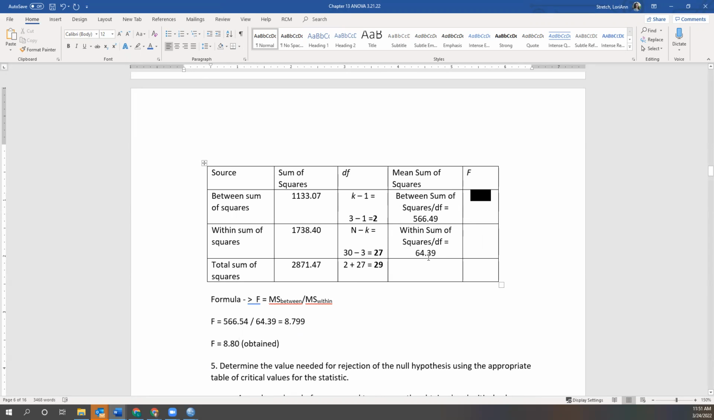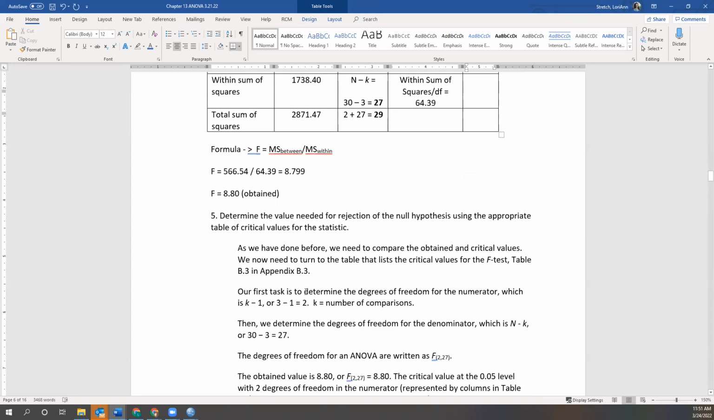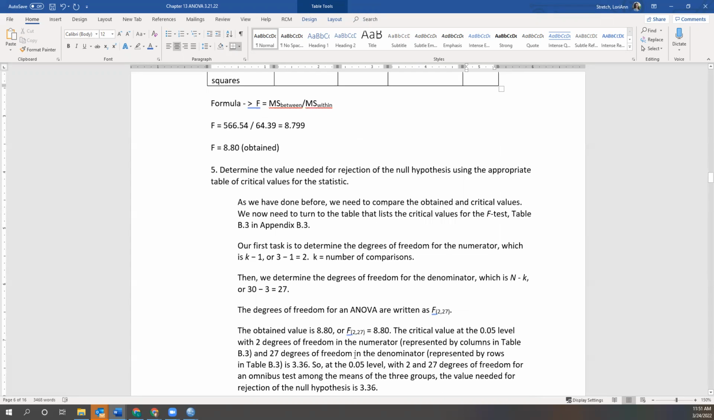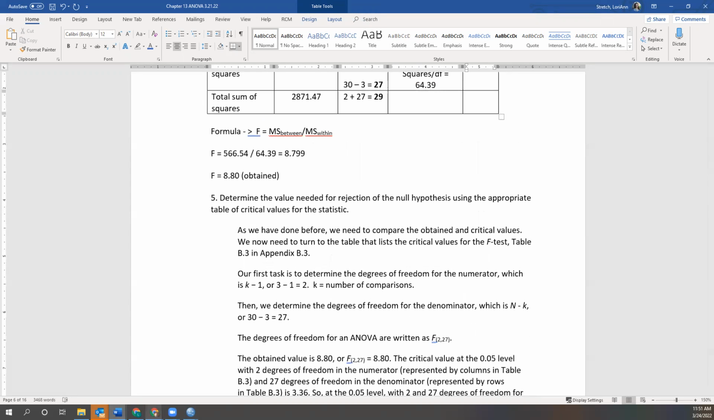566.49 divided by 64.39. And that gives me an obtained value of 8.80. It's actually 8.799, but we'll round up and that'll give us 8.80 because we can round to 2 in our final step. Now, we've already calculated our degrees of freedom. So we need to go to the back of the book, which I forgot to open as always. And so I'm going to open that really quickly.